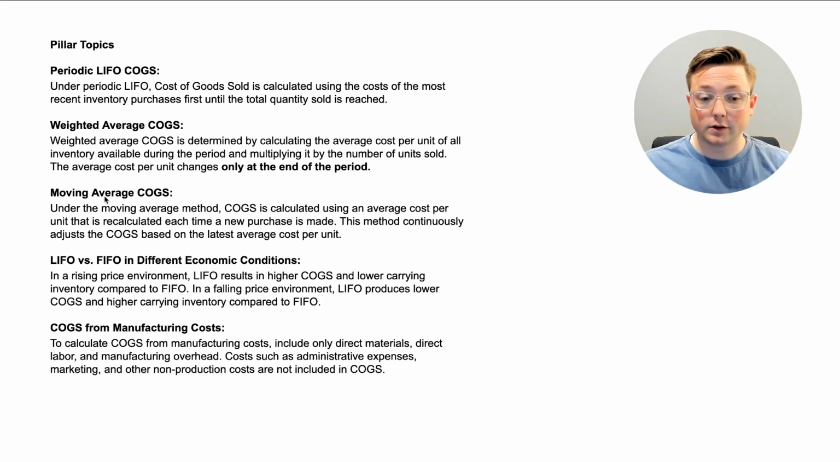Now, the moving average cost of goods sold is similar, but it's from the perpetual perspective. Under the moving average method, cost of goods sold is calculated using an average cost per unit that is recalculated each time a new purchase is made. So each time you add more inventory at whatever cost that was, you add it to the total amount, and you have to figure out the average over again. This method continuously adjusts the cost of goods sold based on the latest average cost per unit.